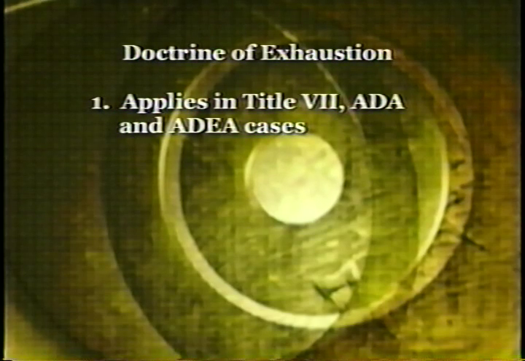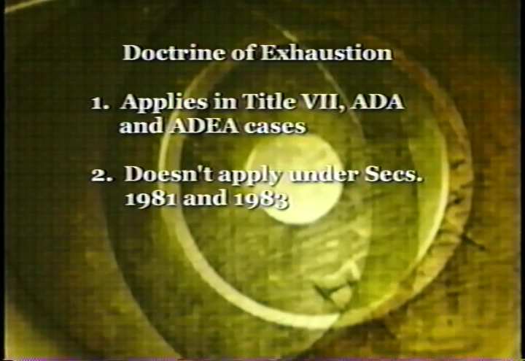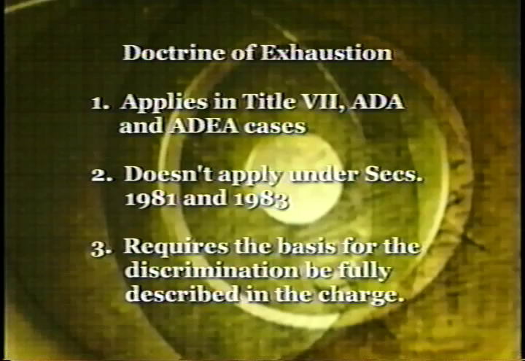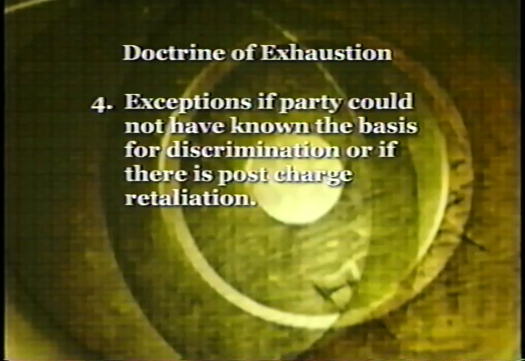Regardless of whether one files with the EEOC or a deferral agency, there is another doctrine that must be satisfied. That is the doctrine of exhaustion. And it applies to Title VII, ADA, and ADEA charges of discrimination. There is no exhaustion requirement for discrimination cases brought under Sections 1981 and 1983. The doctrine of exhaustion requires that the basis for the discrimination claim has to be stated completely in the charge. If one is claiming only age discrimination, one is not going to be allowed to sue about racial discrimination. There are few exceptions to this rule.